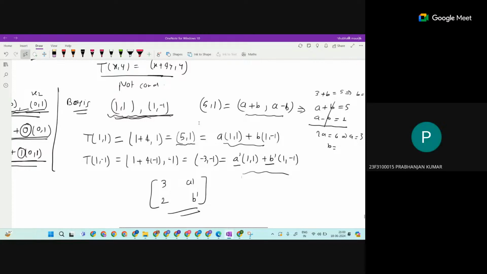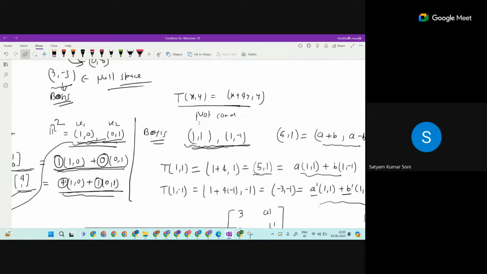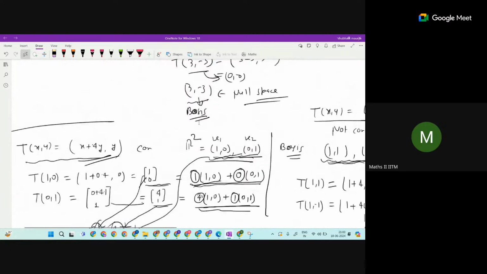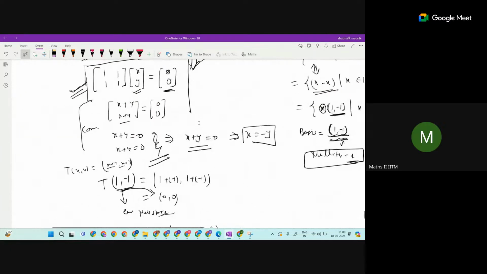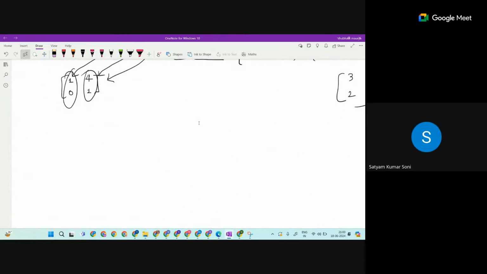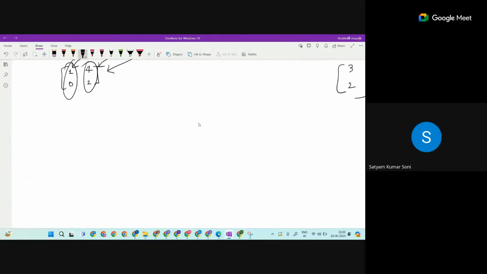This is clear? Yes, this is clear. Yes, sir. Okay. Yes, clear, sir. And that's the only way. Okay. Any other doubt? Yes, sir. In change of basis, yeah, if you explain it, then.